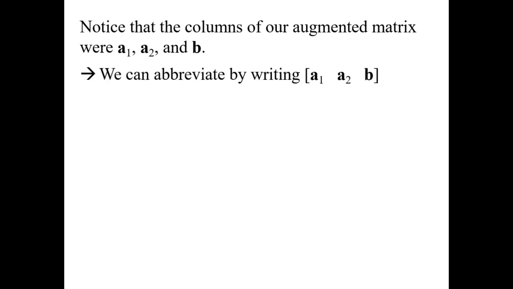To summarize something I said just a moment ago, notice that the columns of our augmented matrix were A1, A2, and B. If we wanted to, we can abbreviate it this way. Let me put the little augmentation bar there. So that would be a nice way to abbreviate the work if you ever found the need to. Because A1 is a vector, it's basically saying the entire first column is that vector. And then same for A2 and same for B.